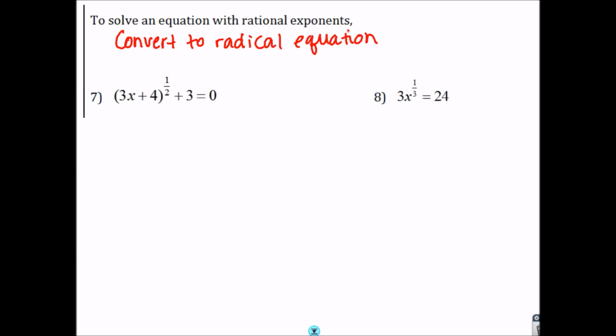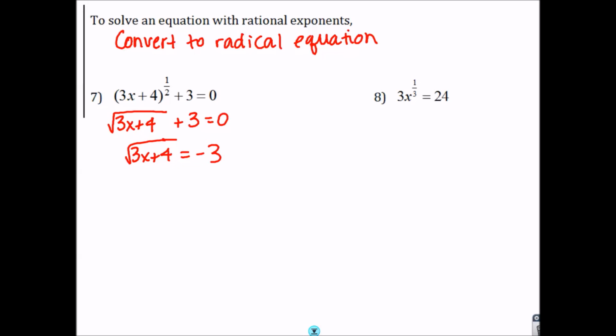So if you remember, the denominator of the rational exponent becomes the index of the radical. So this first equation here can be rewritten as the square root of 3x plus 4 plus 3 equals 0. And then we solve it just like we've been doing. So I'm going to subtract 3 from both sides.